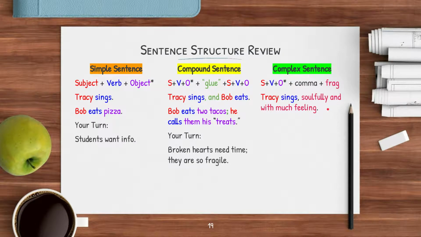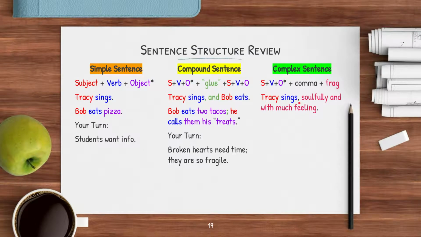When you look at this sentence, Tracy sings, comma, soulfully and with much feeling. Tracy is our subject, sings is our verb, and then here, soulfully and with much feeling, that is not a sentence by itself. That's a fragment, but it's describing how she sings. To set up that dynamic, you always need to make sure that you put in a comma between the full sentence here and the fragment that comes after.